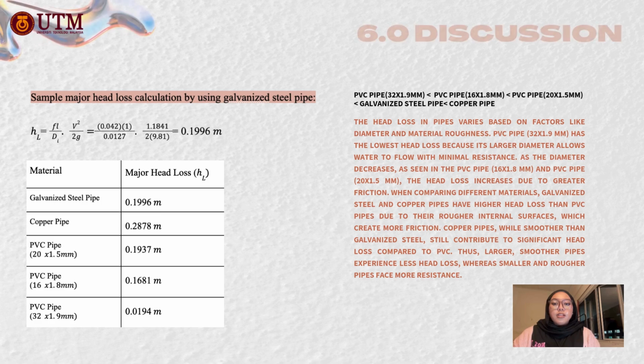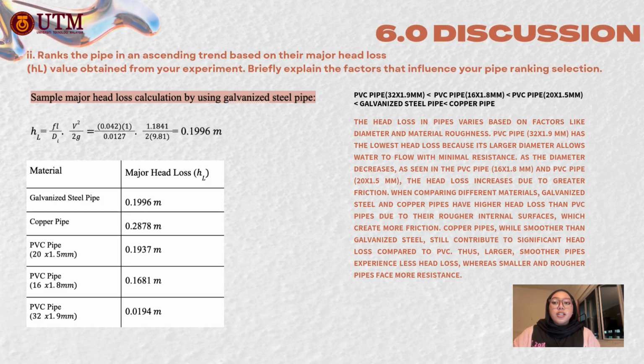So for the second question in the discussion, asking us to rank the pipes in ascending order based on the major head loss value obtained from the experiment, and we briefly have to explain the factors that influence the pipe ranking selection. So the equation for the major head loss is HL equals F L over the diameter times the velocity squared over 2 times the gravity. So we're showing the sample calculation for the galvanized steel pipe. We obtain 0.1996 meter, and then we calculated for each of the pipes.